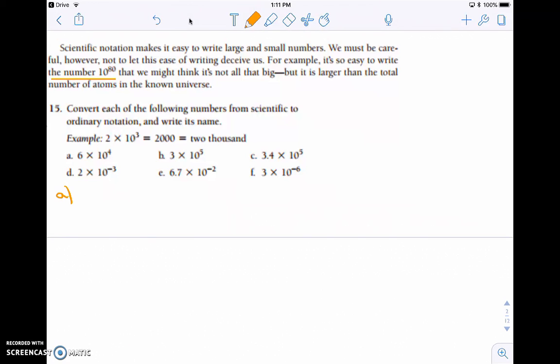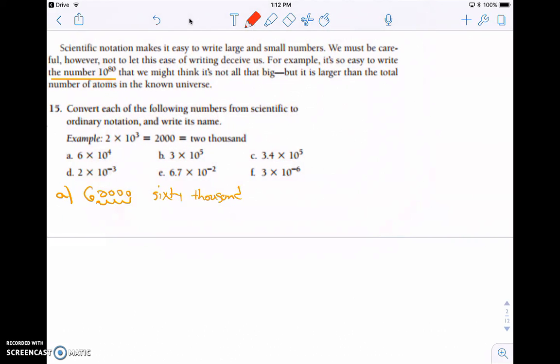For this first one, 6 times 10 to the 4th, we take the 6, so technically your decimal would be right here, and you move it 1, 2, 3, 4 places to the right. Notice that that gives us the number 60,000 in English. So 6 times 10 to the 4th is 60,000.